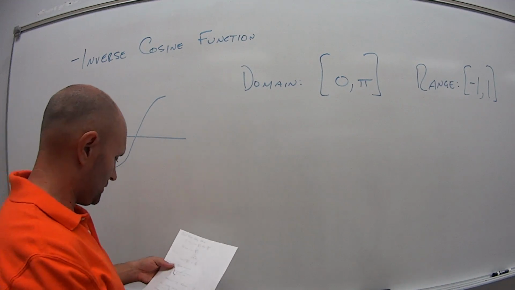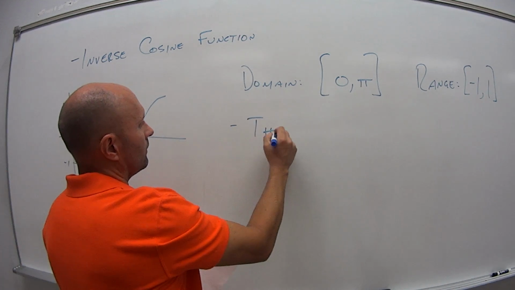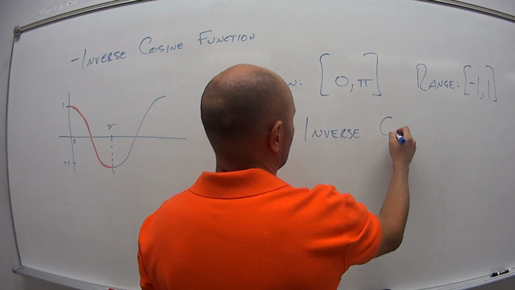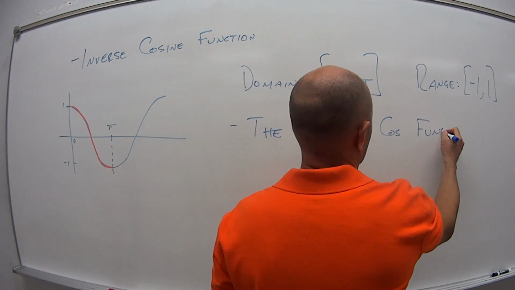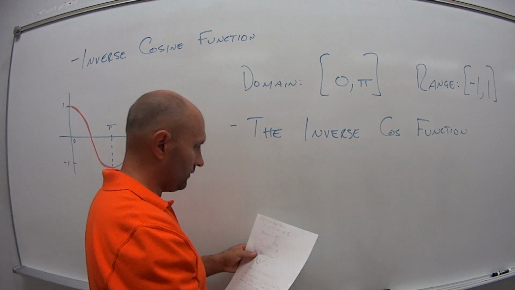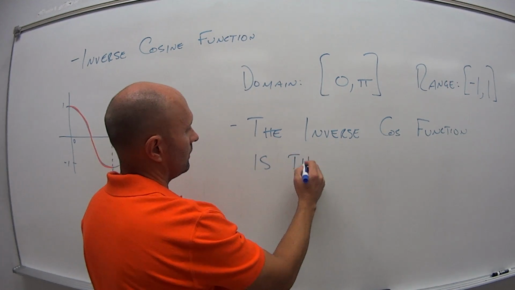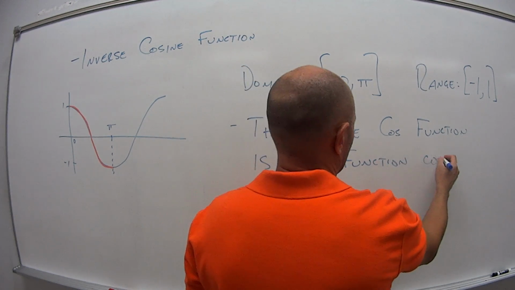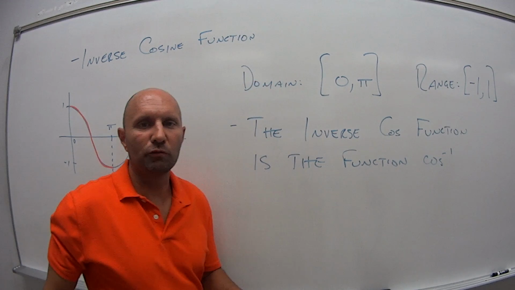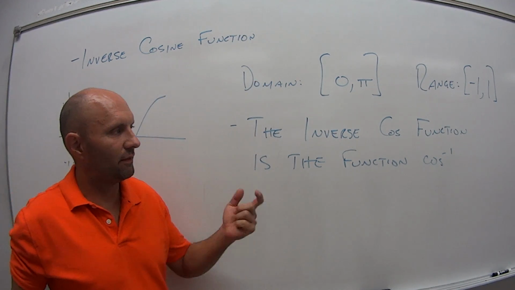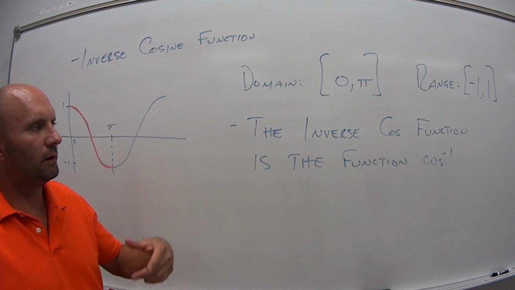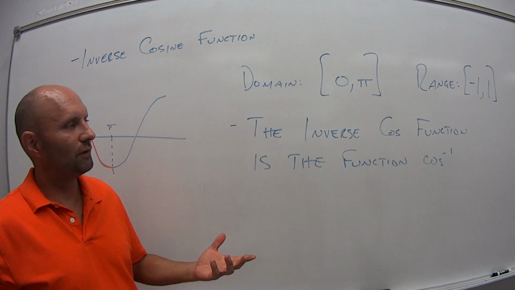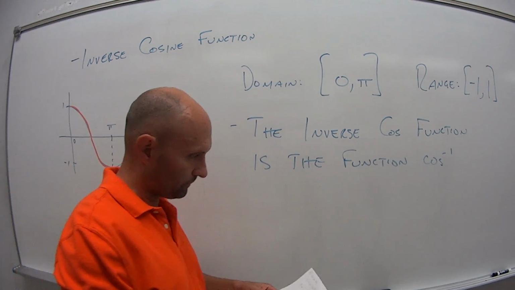The formal definition says that the inverse cosine function is the function we write with the little -1. So in the first video, we had the sine with the little -1 as its exponent. In this case, we write it as cosine with the -1 as the exponent. And this tells us it's the inverse cosine function.